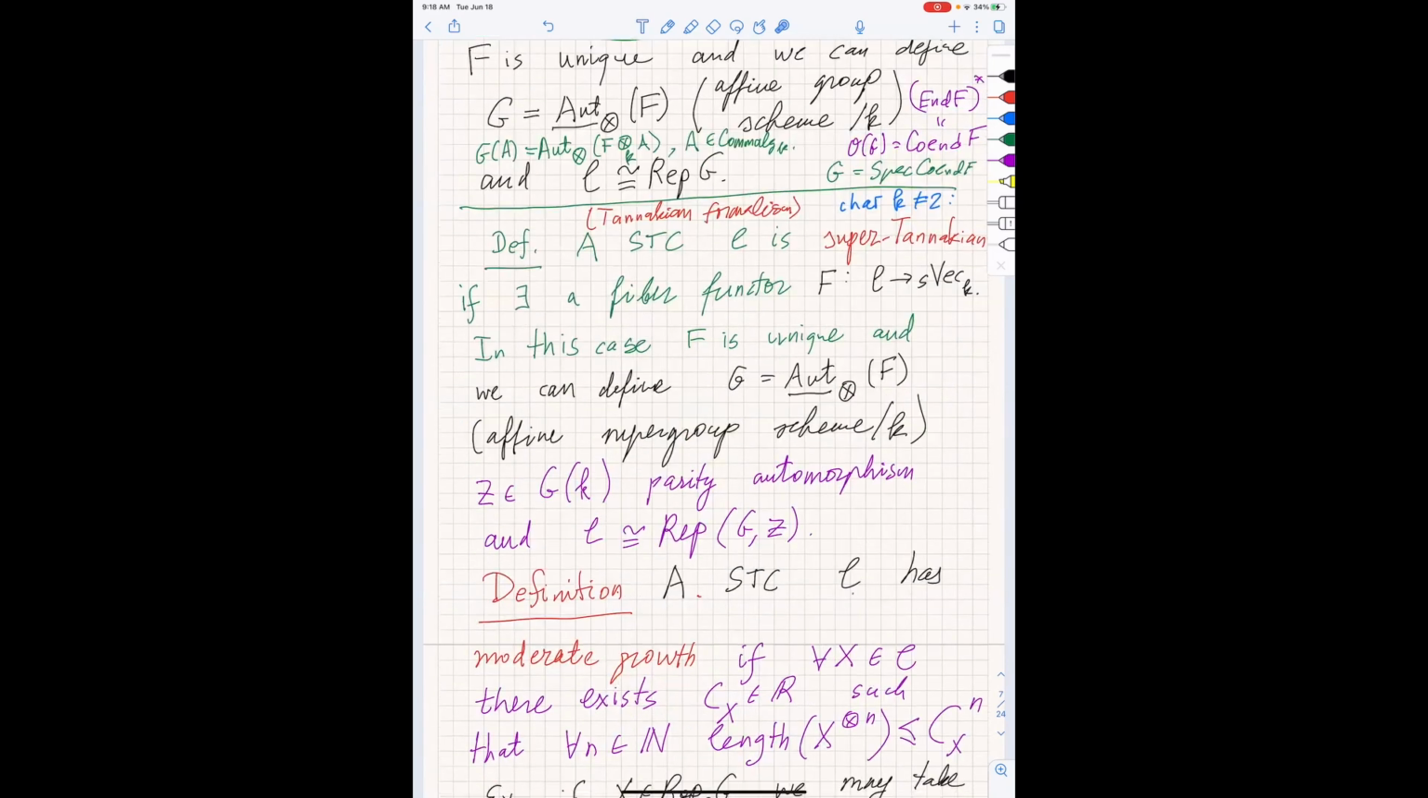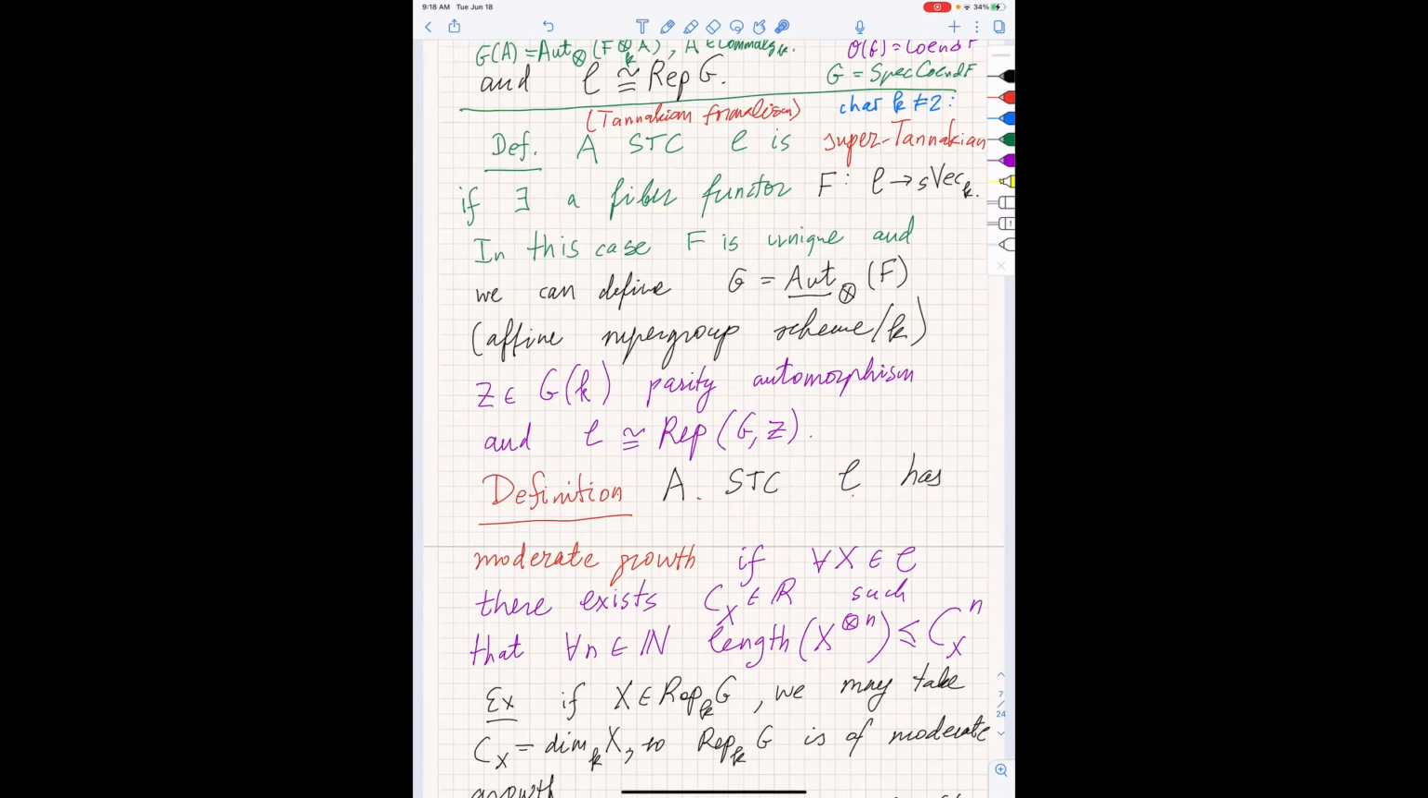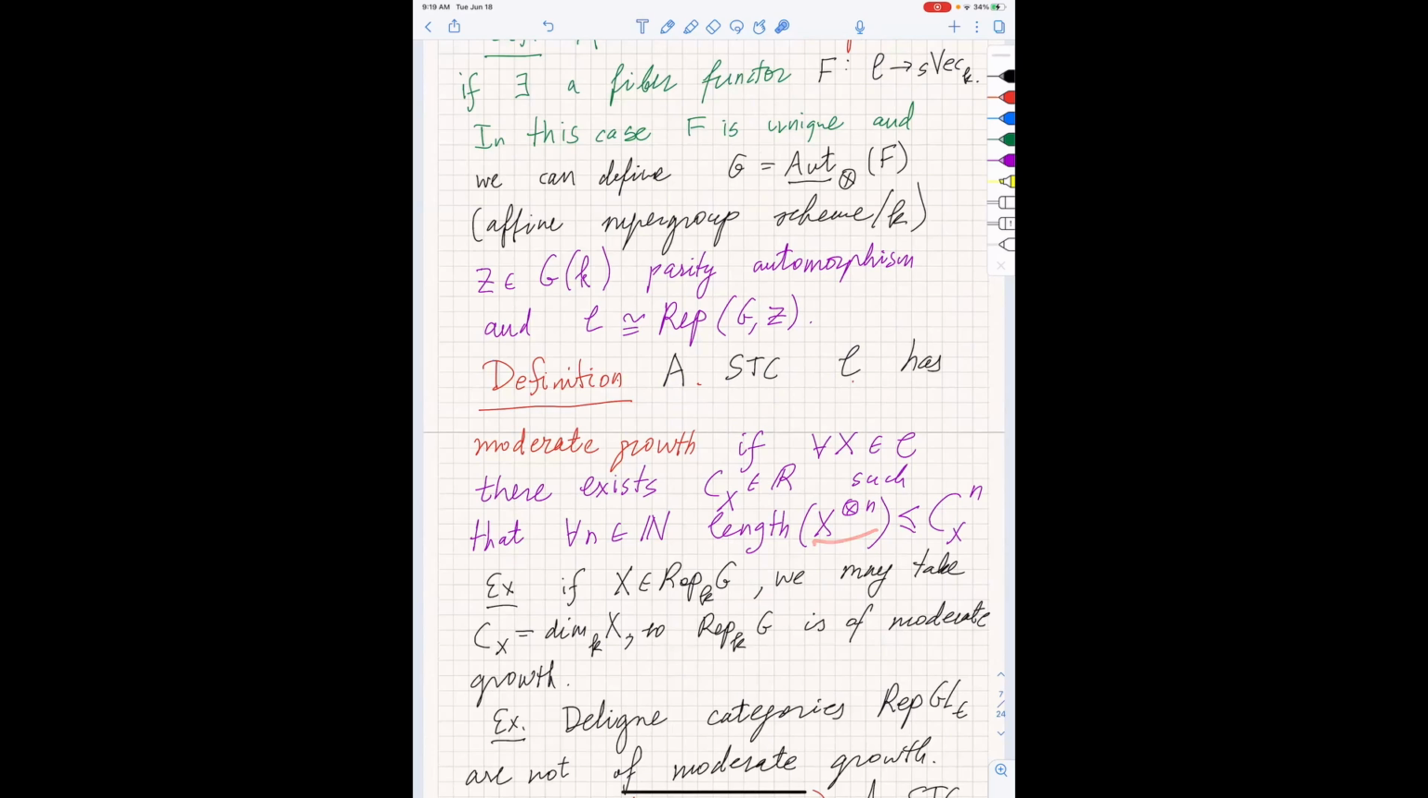So this motivates the following definition due to Deligne. A symmetric tensor category C has moderate growth if for every object x there exists a constant c such that the length of tensor power x to the n is less than or equal to c times a to the n. So lengths of tensor powers are exponentially bounded. So, for example, if X is a representation of a group or a supergroup, then this is true, and you can take this constant to be the dimension of X over the ground field.